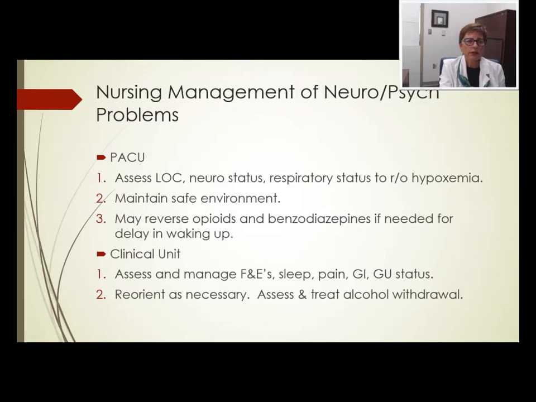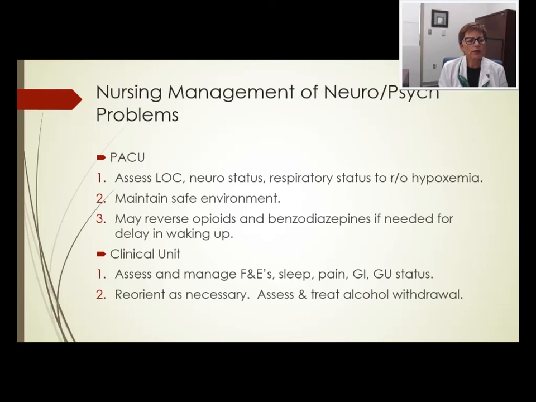So how do we manage the neuro and psych problems that we may see? We're going to assess their level of consciousness, their neural status, and their respiratory status to make sure that it's not lack of oxygen that's causing any of these problems. We're going to maintain a safe environment, the side rails up, the bed down. If the patient's delayed in waking up, we may be able to reverse the opioids and the benzodiazepines. If they're not waking up and the physician wants to talk to them, or they're not breathing deep enough, we may be able to give them drugs to reverse it.